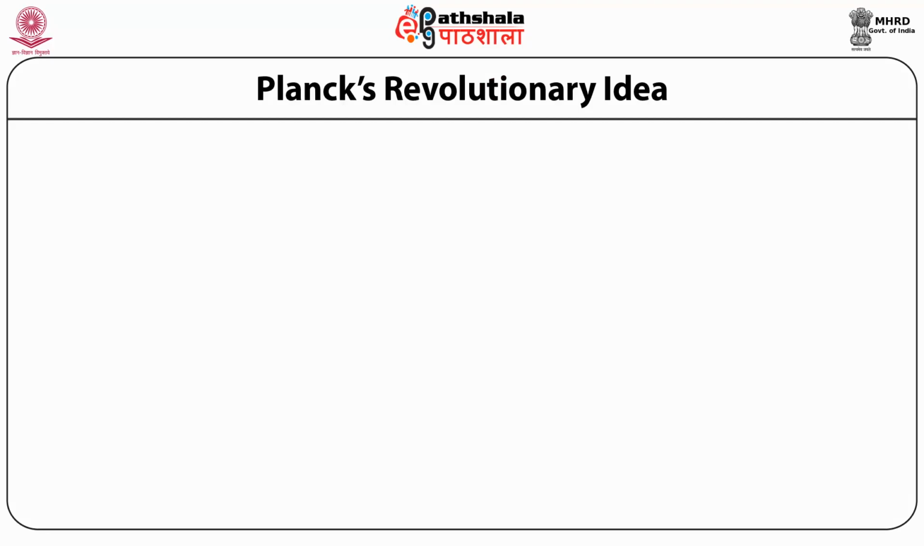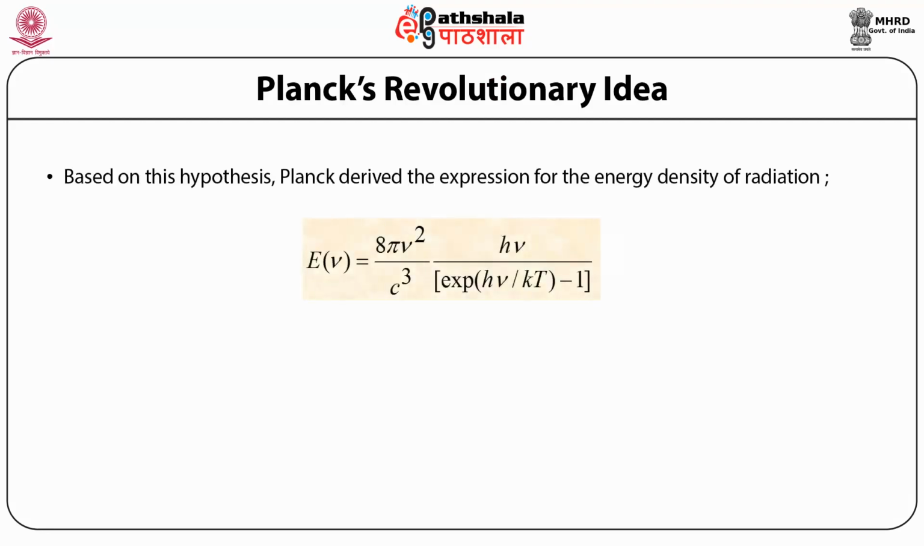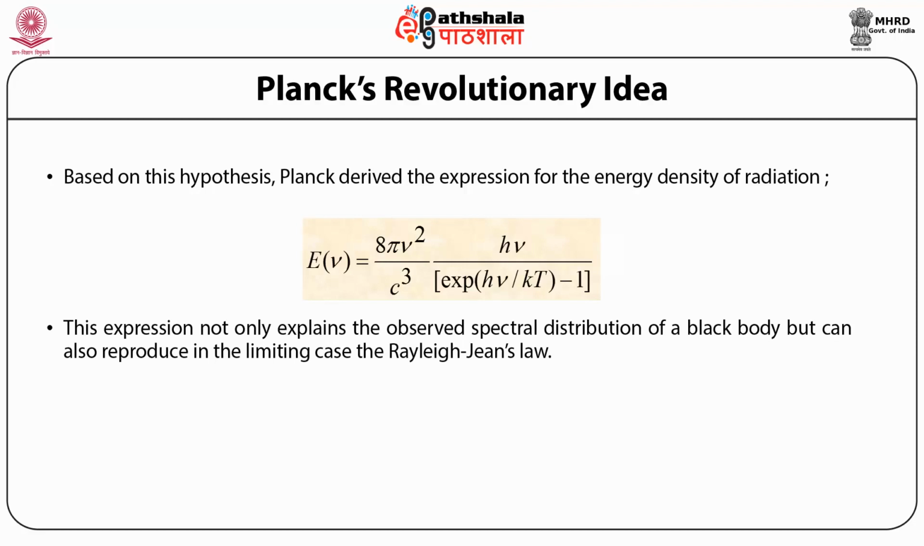Planck's expression for the energy density of radiation is E nu equals 8 pi nu square by c cube into h nu divided by exponential h nu by kT minus 1. This expression not only explains the observed spectral distribution of a black body but can also reproduce, in the limiting case, the Rayleigh-Jeans law.